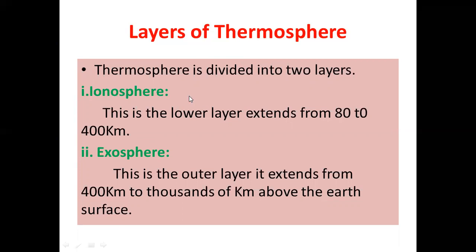As I told, thermosphere is further divided into two layers. The first one is ionosphere, and its altitude is from 80 to 400 kilometers. And exosphere, its altitude is from 400 to thousands of kilometers. So this is the external layer, and the temperature of this is the highest one, that is 1800 degrees centigrade.